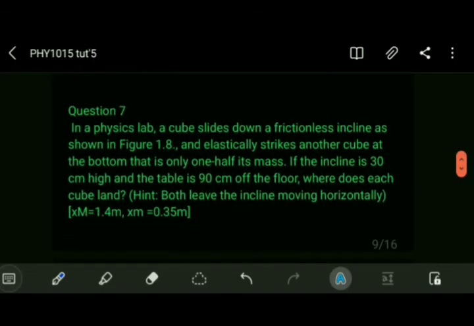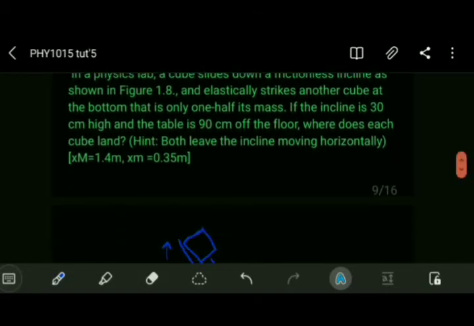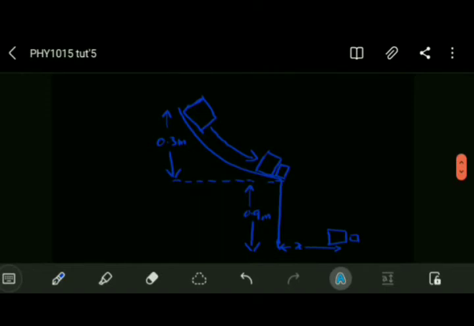Question 7. Okay, question 7. Well, the data is there, everything is there. You have the question, you have those diagrams. So let's go straight. We have this setup here.